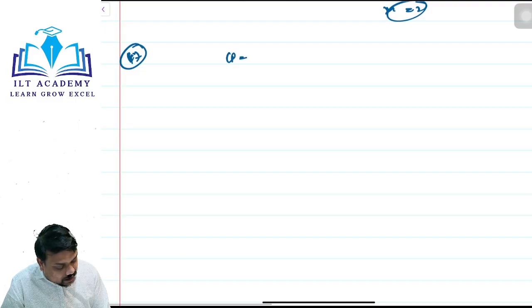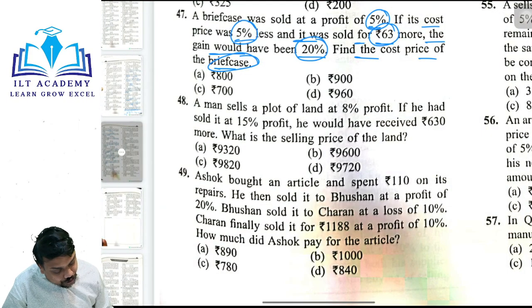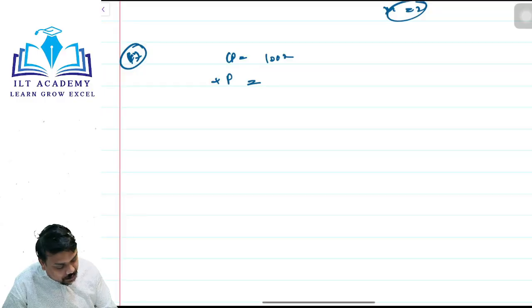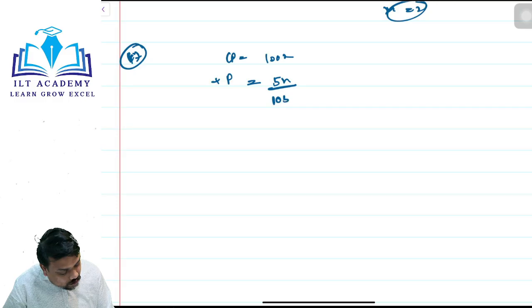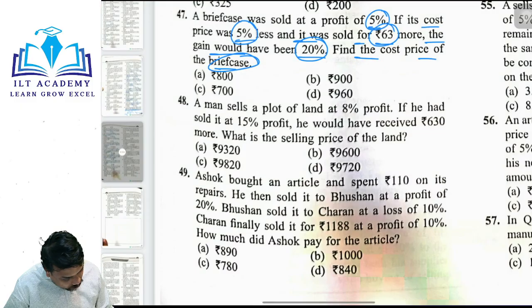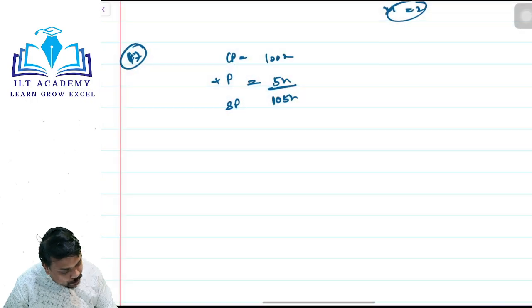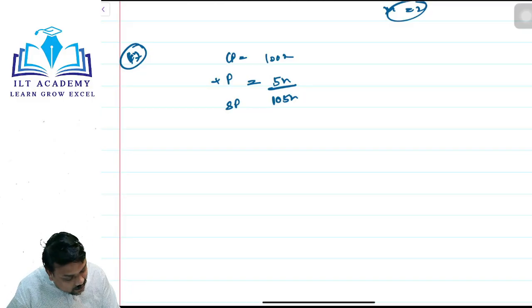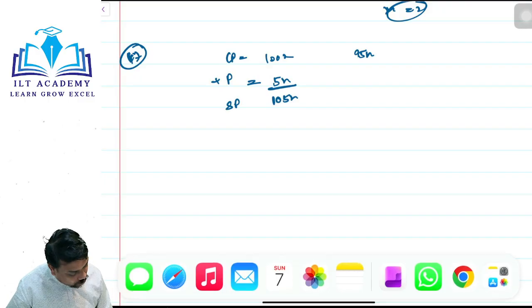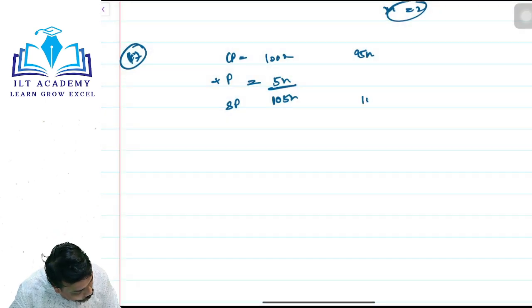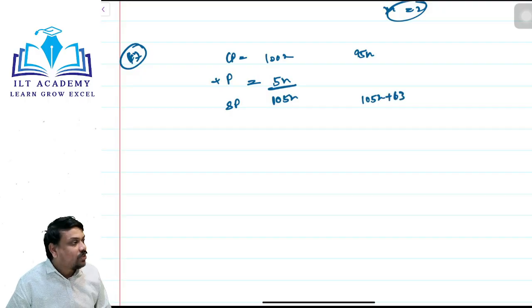So let us take the cost price as what? 100x. Then profit, how much they are telling? Profit of 5%. 5% बोले तो 100 का कितना होता? 5x. Then it will be what? 105x selling price. हाँ, अब नेक्स्ट सिचुएशन में क्या बता रहे? If the cost was 5% less, इसमें 5% निकाल दो. मैं 100x में 5% निकाल दिए तो कितना आ रहा था? 95x. And he sold for 63 rupees more. 63 rupees more means what? 105x plus 63. Any doubts?